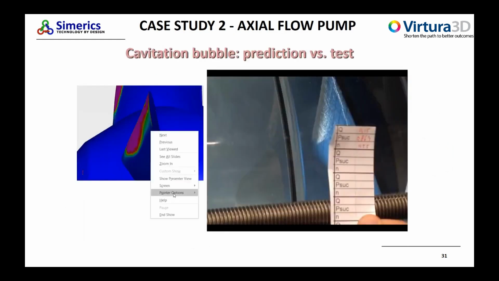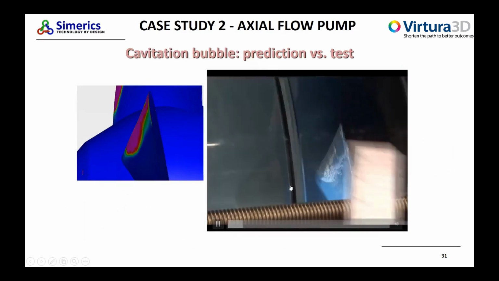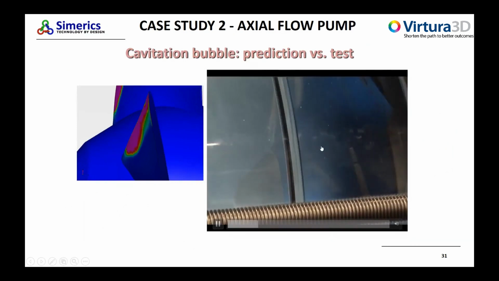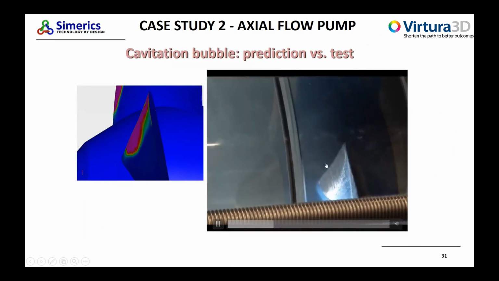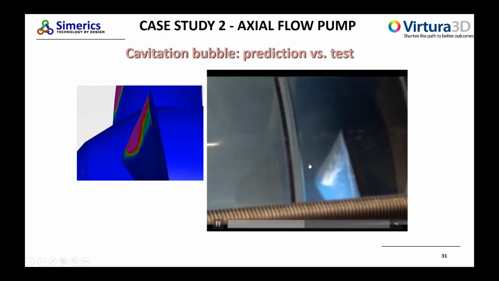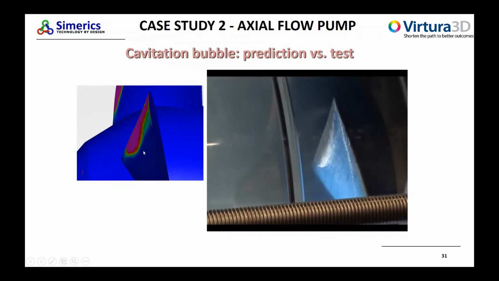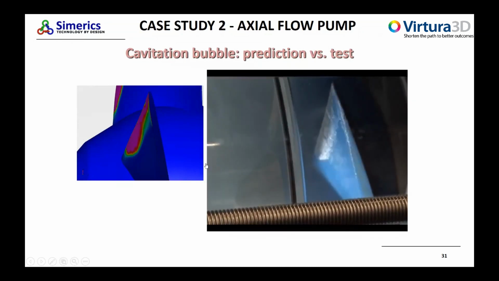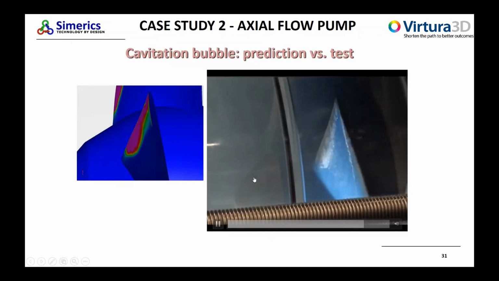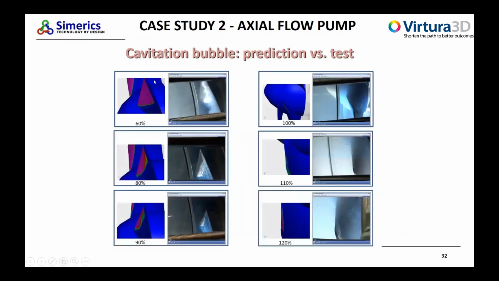Here I'll show you the animation of this. This is how the visualization window in the test showed this bubble. It's forming on the suction side of this blade, and we can see this bubble clearly captured in our cavitation modeling inside our numerical software. This is at, I think, 80% flow. I'll show that in the next slide. So let this run through. Yes, this is at 80%. That was the video you saw.